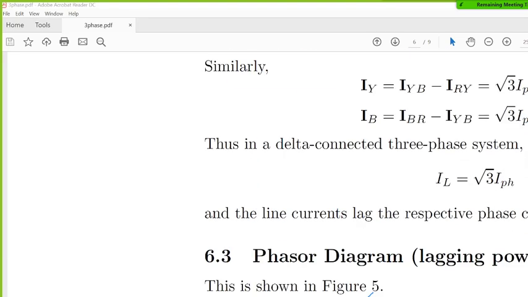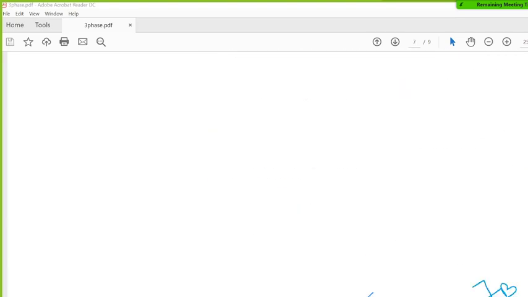So let us come here in the phasor diagram. This is my IRY, this is my IRB. So IR would be the vector sum of these two things. This is my IR, red line. Agreed? Okay, good. Any other question? Anybody? Any other line? Okay, thank you.